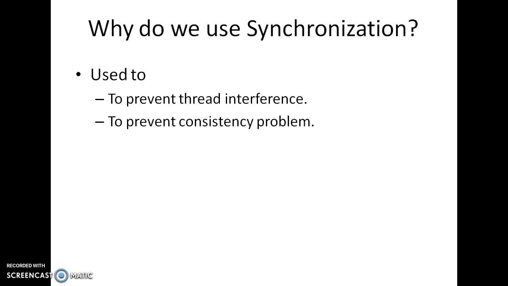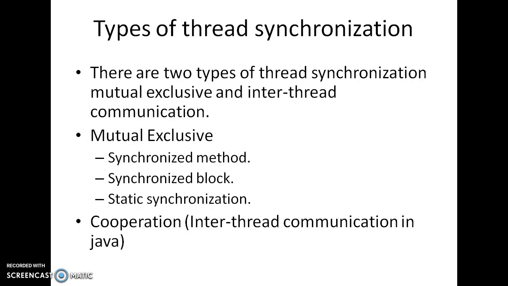How can we achieve synchronization, and why do we use it? In order to prevent thread interference, and it also prevents consistency problems. The shared resource may be a database, or a file, or anything. If we prevent thread interference, then implicitly we will be preventing the consistency problem, because at a time the shared resource is accessed by only one thread.